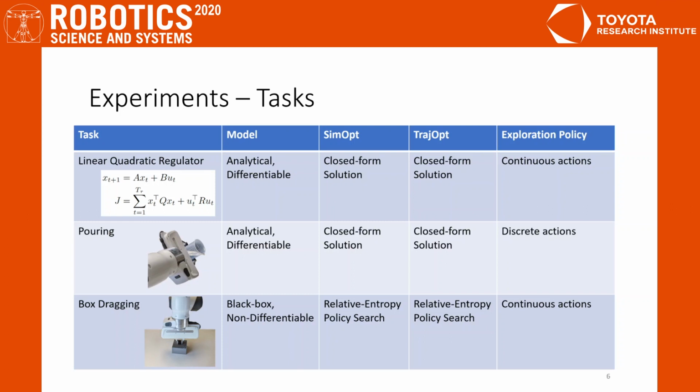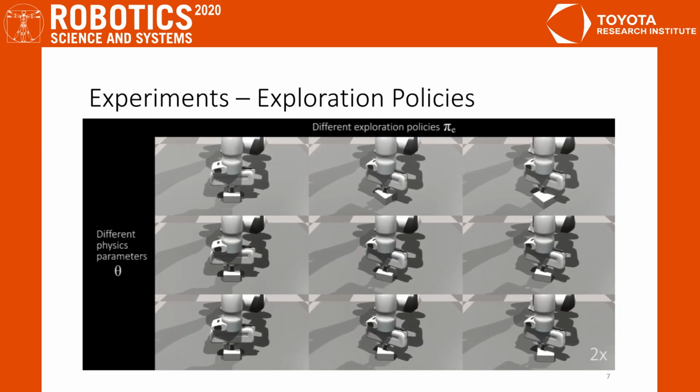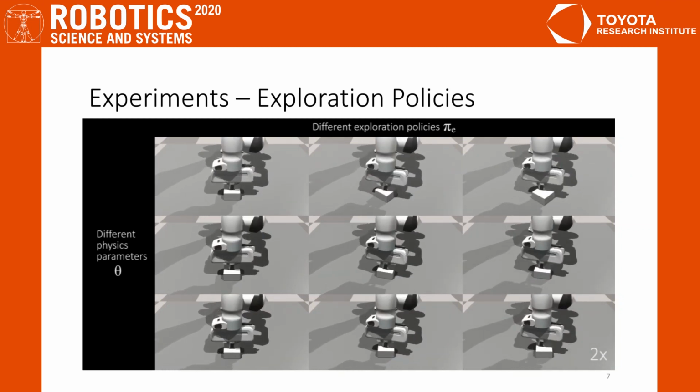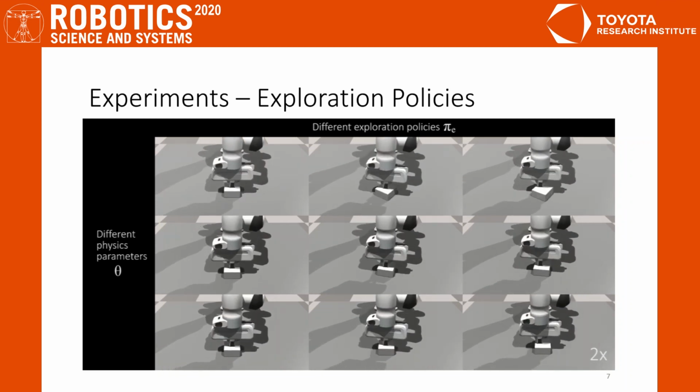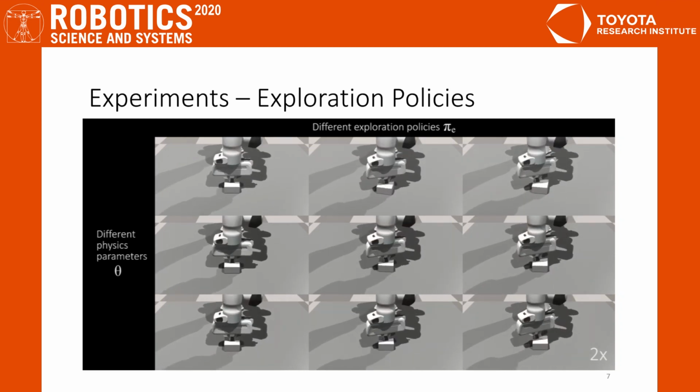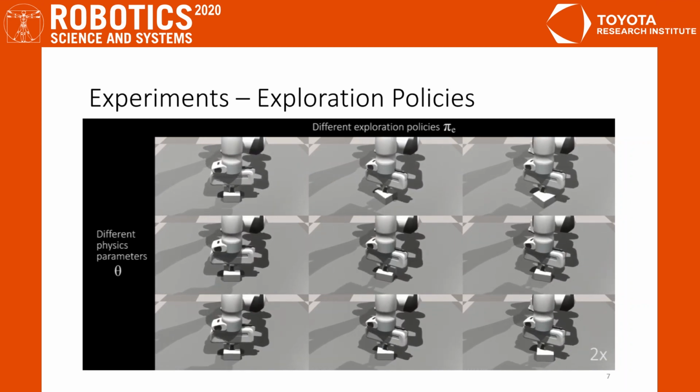Whereas for the box tracking task, we're using a black box non-differentiable fluid dynamics simulator, and we're optimizing that with derivative-free optimization. Just to show that different exploration policies could be more or less informative, in this video for the box tracking task, each row has a different physics parameter and each column is using a different exploration policy. You can see in the leftmost column, the trajectories look the same, even though the underlying physics parameters are different. And in the rightmost column, the resultant trajectories are quite different from each other, and that allows us to infer the underlying physics parameters.